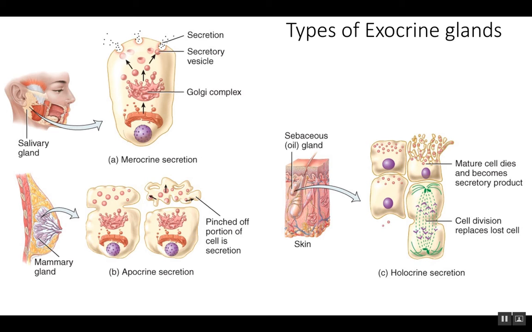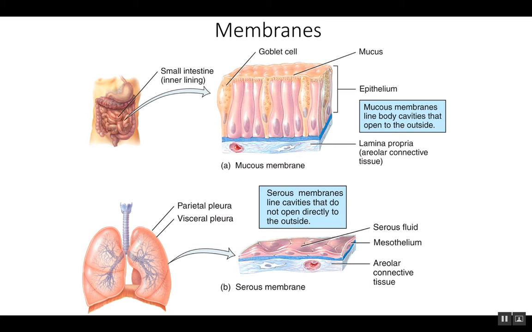Okay, that's a lot of information on epithelial tissue. The next category is going to be connective tissues. But before we get to connective tissues, there's a little aside, and that has to do with membranes. Different membranes are found throughout the body. There are mucous membranes. They line body cavities that open to the outside. The GI tract has a mucous membrane. The reproductive tracts have mucous membranes. The respiratory tract has a mucous membrane. And the urinary tract has a mucous membrane. All of those organs are open to the outside.